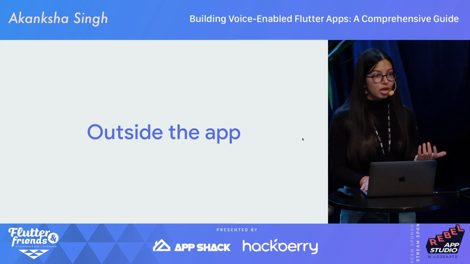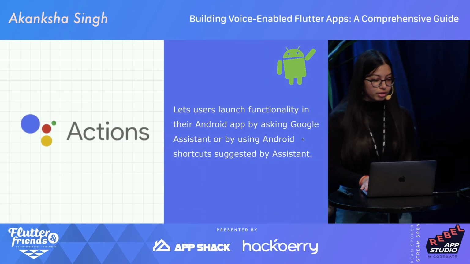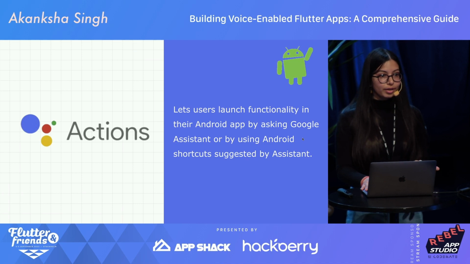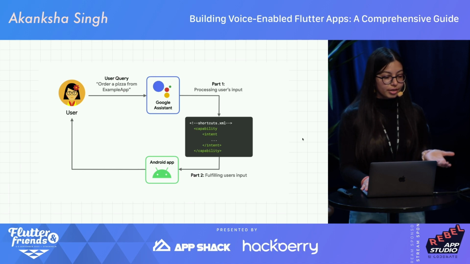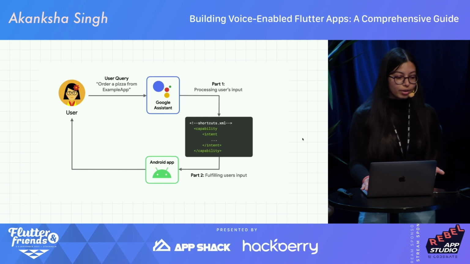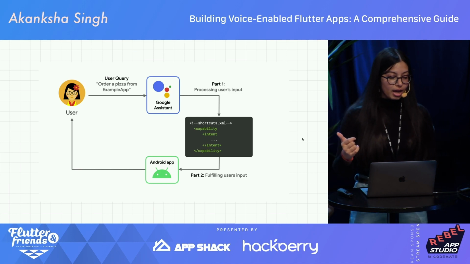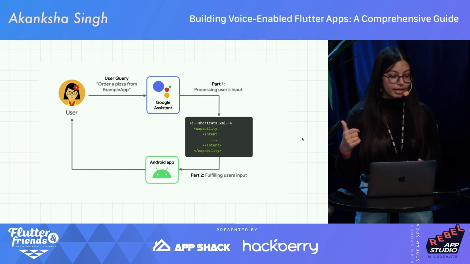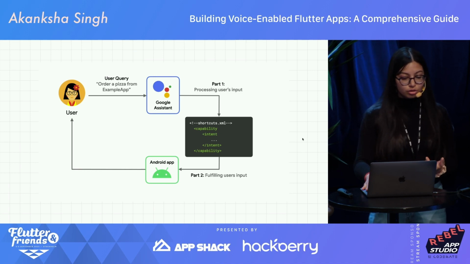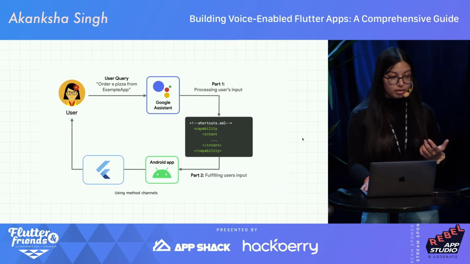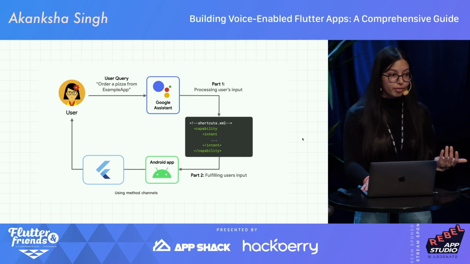Now, if we want to talk about outside the app, if you want to control your app from outside, I would like to discuss app actions, which make it easier to integrate Flutter apps with Google Assistant. So if we see how Google Assistant works, when the user gives the query, order a pizza from example app, it goes to Google Assistant, then it processes the user input, recognizes the intent, and then fulfills the user's query. So where Flutter comes in, we can use method channels to communicate what we want. The similar way we do in Android, we can do the same thing in Flutter as well.